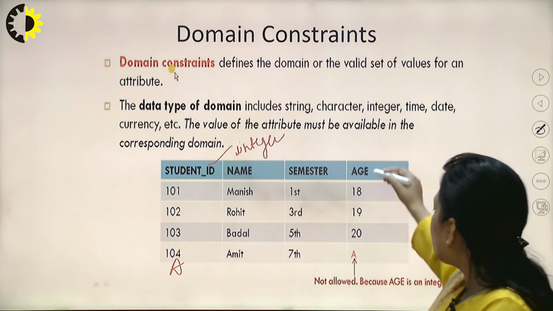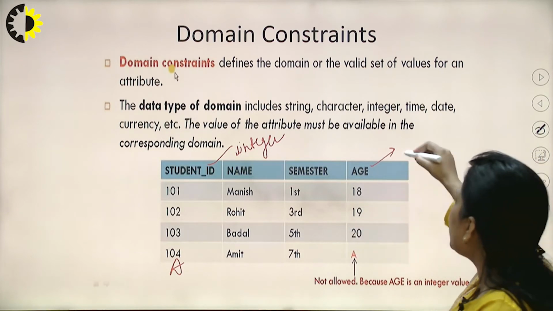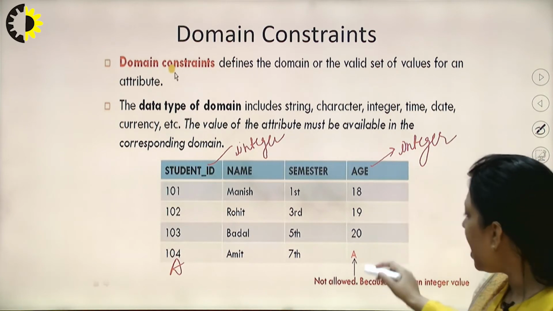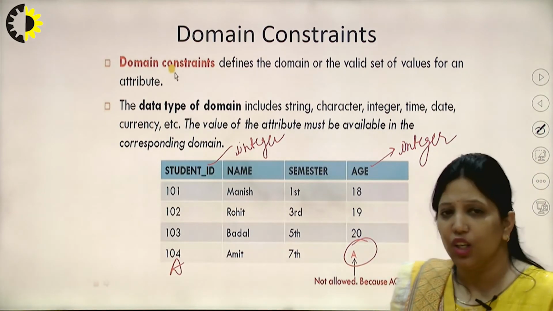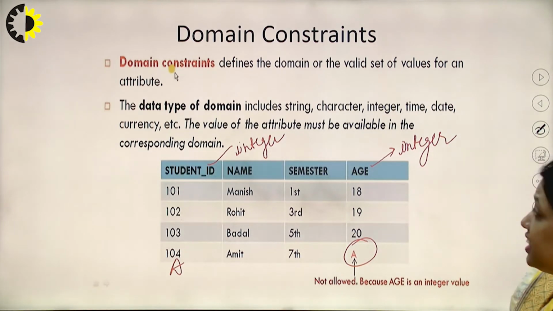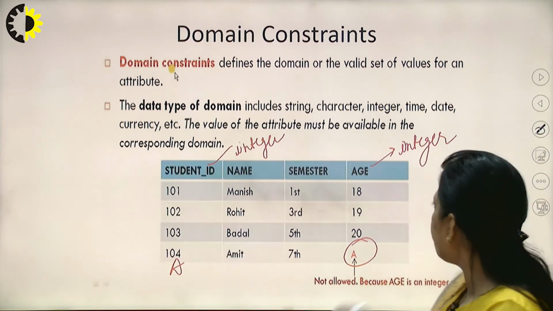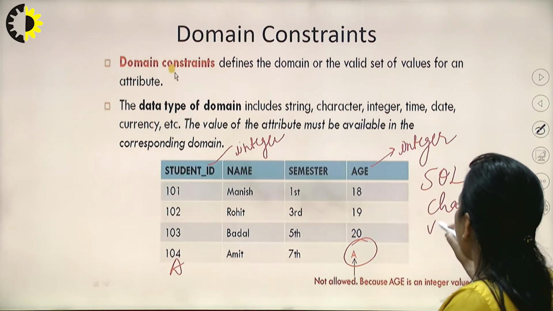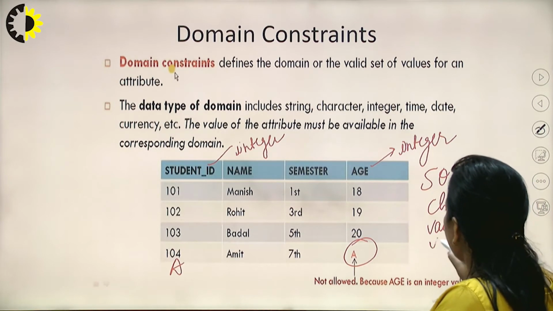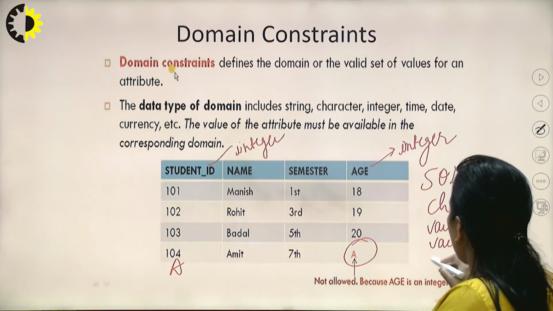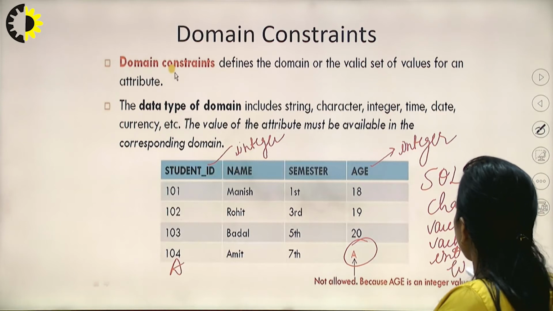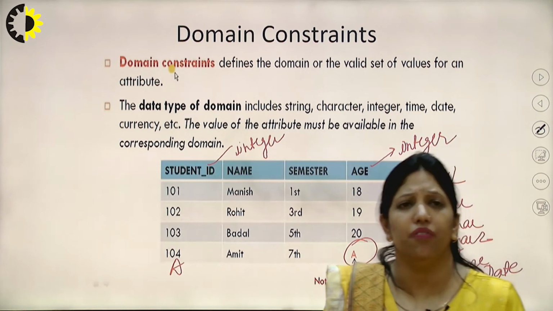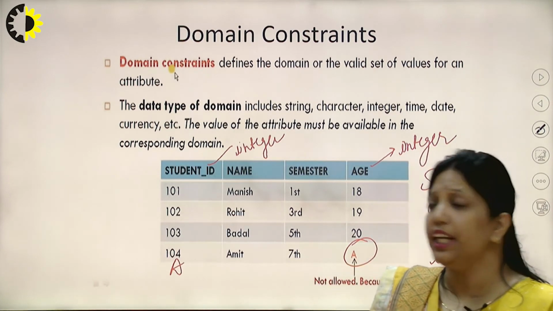For example, we have defined the domain for age as integer type, and we are trying to add the age as A. This is not allowed here because A is not an integer value. If we are talking about SQL, we use data types like char, varchar, varchar2, time, int, date, for defining the domain of attributes in a table.